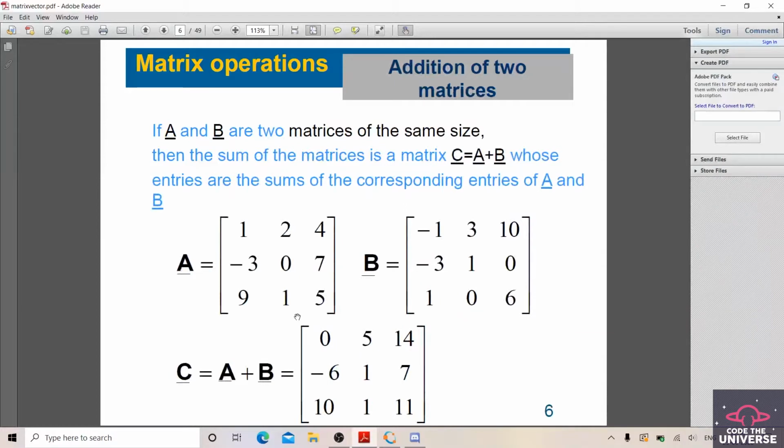Let's move on to addition then. Again, quite simple. Addition is just element-wise addition. The first element here will be added with the first element over here. As you can see, 1 minus 1 gives you 0, and 2 plus 3 gives you 5. So again, that's something which is very simple. Just do it element-wise, and you should be good.